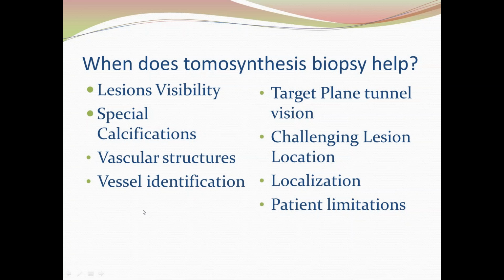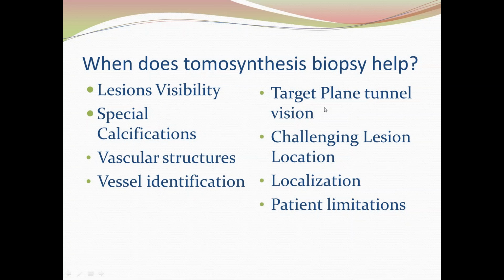So let's get into it a little bit. Let's start looking at some images, some cases, and I want to sort of exemplify for you what I mean when I say maybe the tomosynthesis can help us in terms of lesion visibility. There are certain types of special calcifications that tomosynthesis biopsy helps me with. Tomosynthesis can be useful in identifying vascular structures and in identifying vessels.